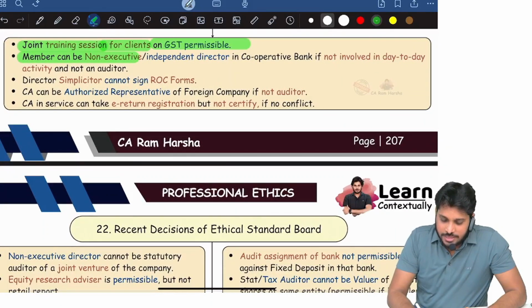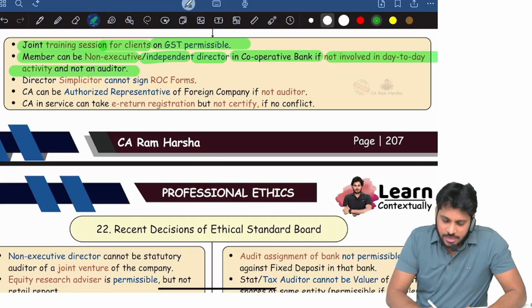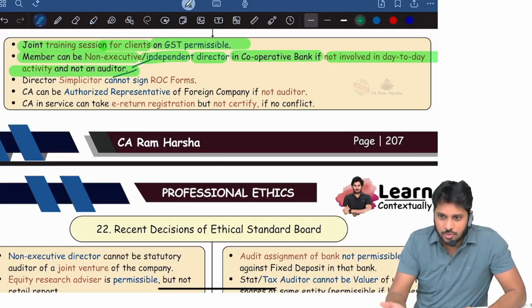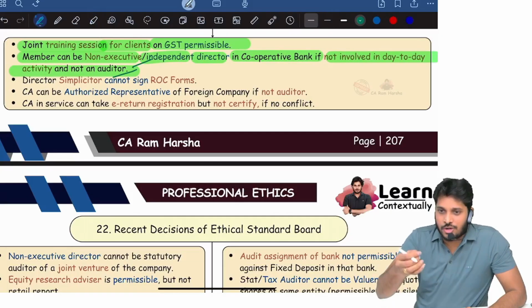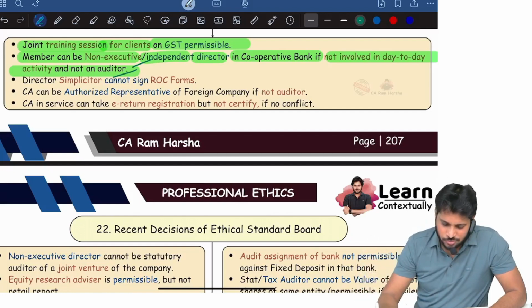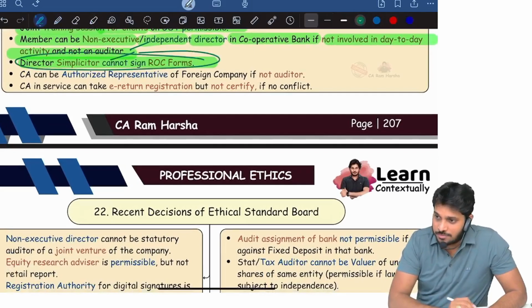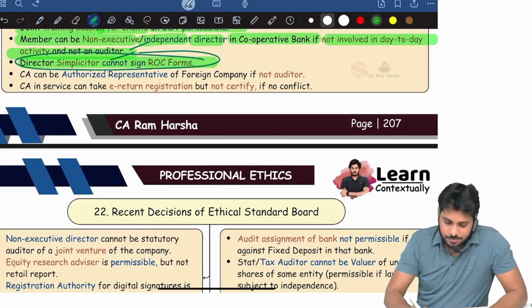A member can be a non-executive or independent director in a cooperative bank, but not involved in day-to-day activity and not an auditor. Obviously, this is a common sense point. Yes or no? If you're an auditor, you can't take the position of a director. If you're taking the position of a director, you can be a director simplicitor. This is not an issue. A director simplicitor cannot sign ROC forms. This is most important. This can be tested many times.